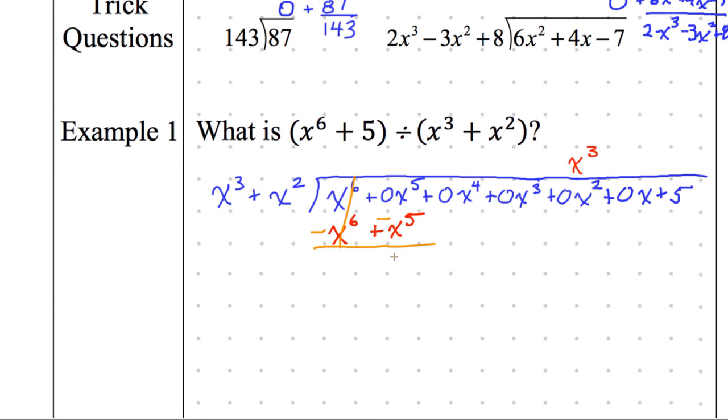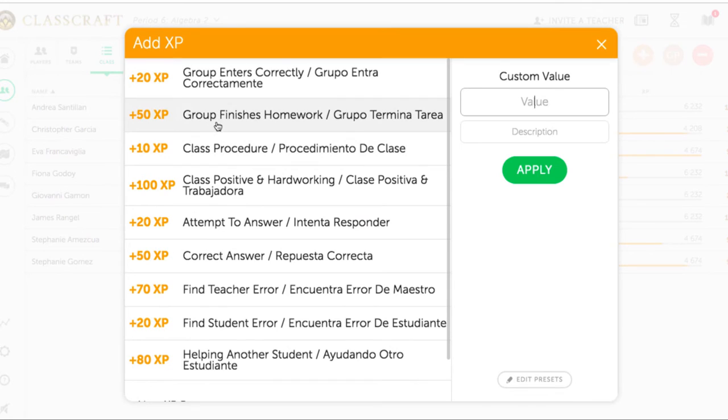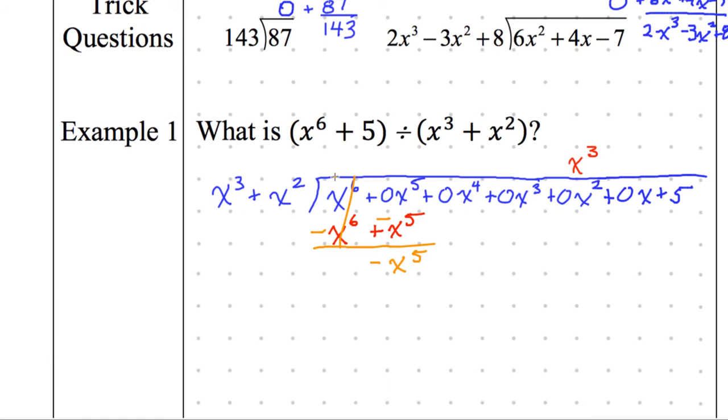0 there and 0? No, wait. Negative x to the 5th. There it is. Thank you, Andrea. Boom. All right. Next, I have to figure out how many times this goes into this. How many times does x to the power of 3 go into negative x to the power of 5?